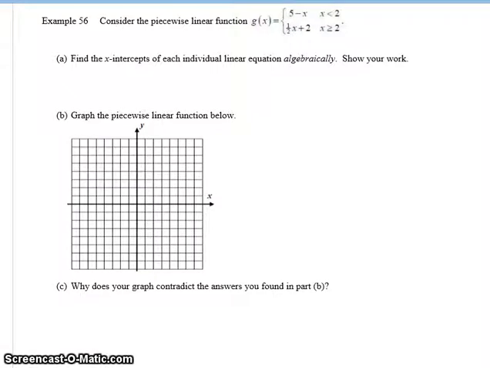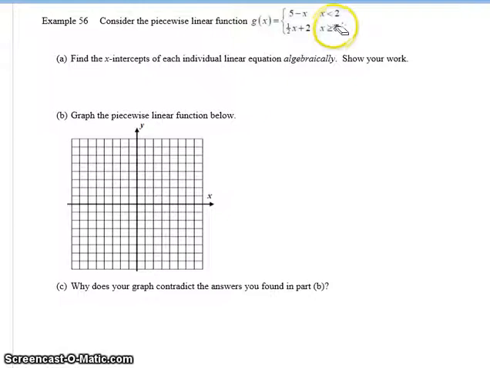Okay, continuing on here, this is Unit 2, Day 7, Part 2. Kind of got cut off with example 56. Okay, so we were given this piecewise function. Be careful, pay attention to the domain. I talked about this at the end of the last video, where because it says x is less than 2, you don't include the value of 2. So on the graph, you're going to have an open circle at 2, okay?